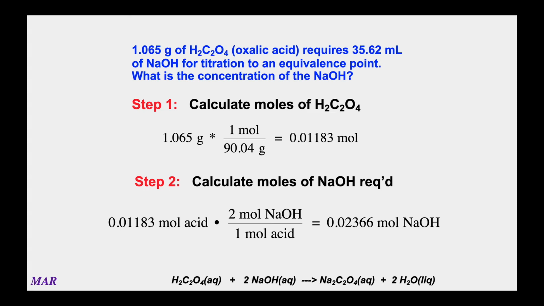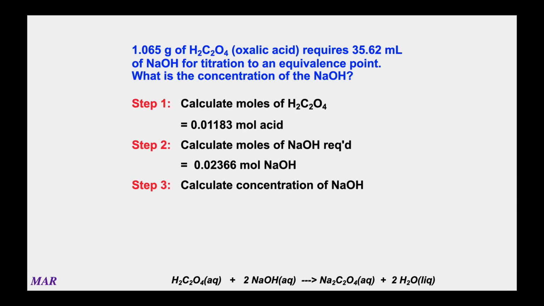The final step is to turn moles of NaOH into molarity, or concentration, which is moles per liter. So let's take that 0.02366 moles we just calculated and divide it by the volume of sodium hydroxide in liters. How many milliliters in a liter? If you said 1,000, you're good to go. Well done. We're going to do that a lot, so I'll babble about that once in a while.